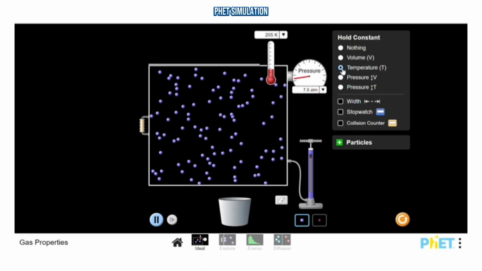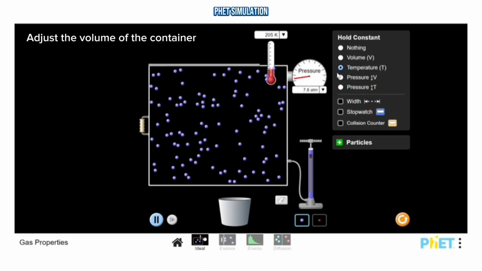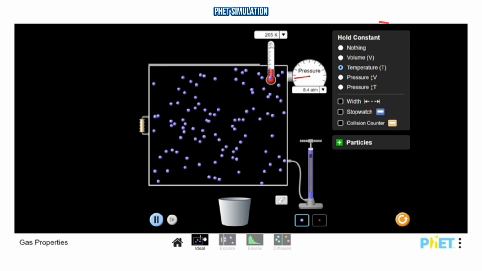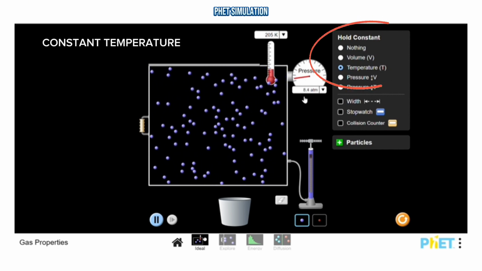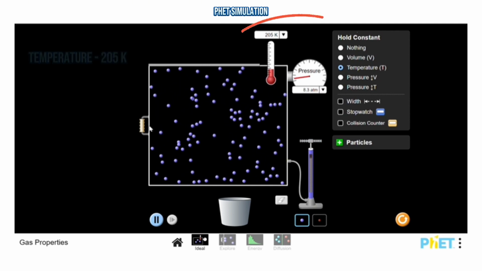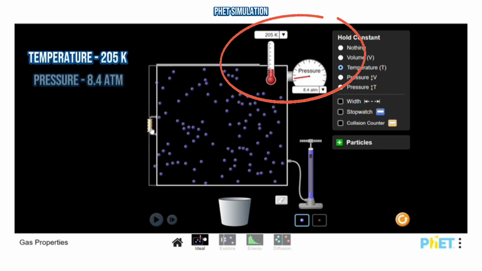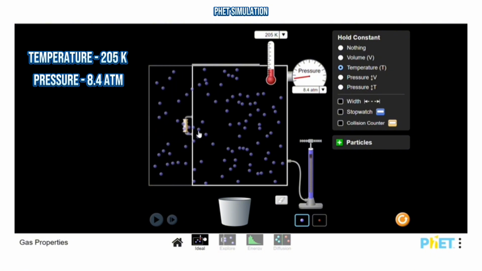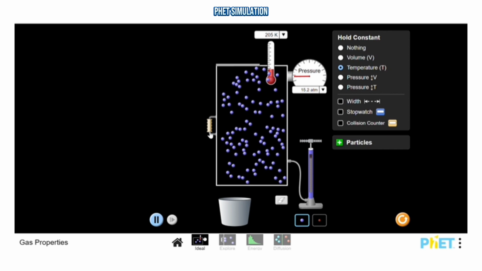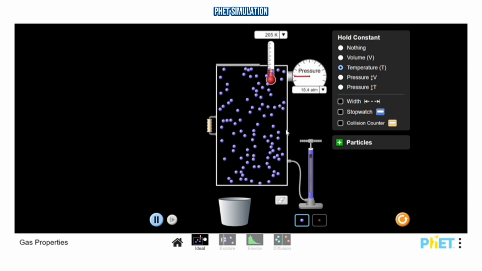The other thing we can do is change the pressure by adjusting the volume of the container. But remember, we will do this at constant temperature. Pressure right now with our particles in here at 205 Kelvin is 8.4 atmospheres. But if I adjust the volume and make it smaller, what happens with the pressure? It increases.